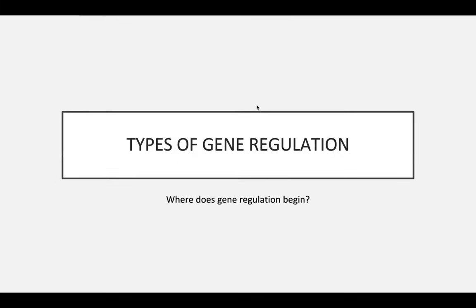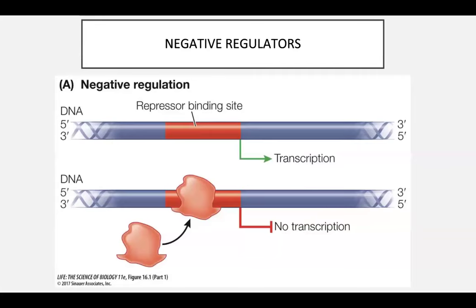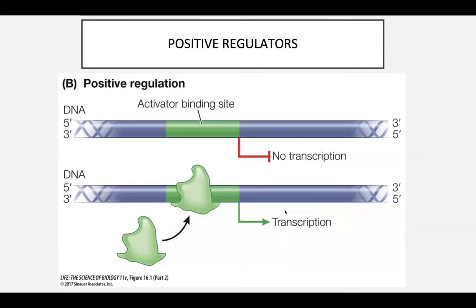So, types of gene regulation. Where does gene regulation begin? So, you have what are known as negative regulators. Negative regulators bind to the repressor binding site and it prevents transcription. So, here there's a binding site. Typically, transcription occurs. The regulator binds to it, no transcription occurs.